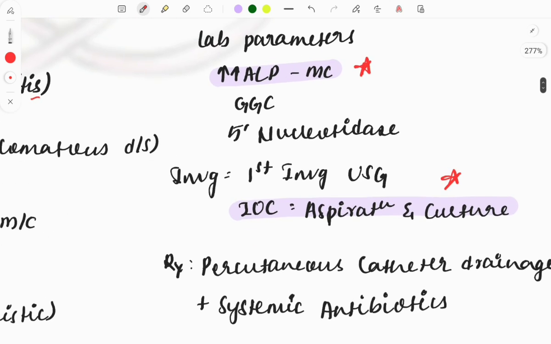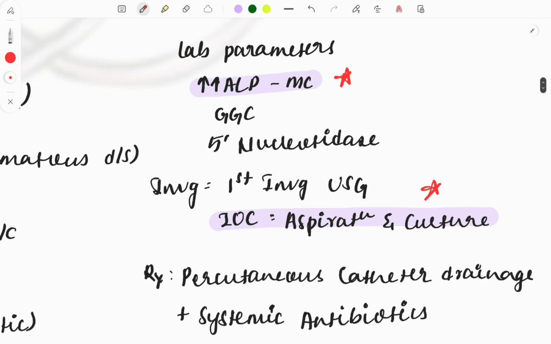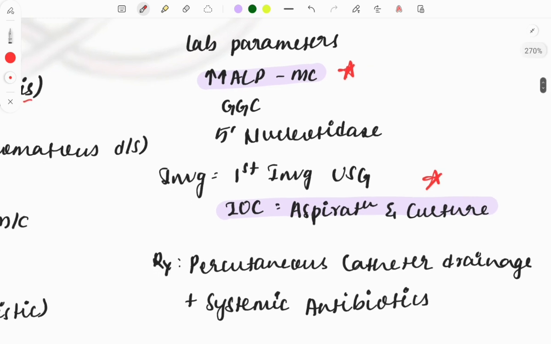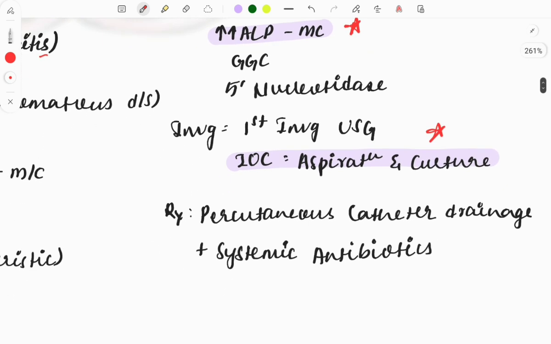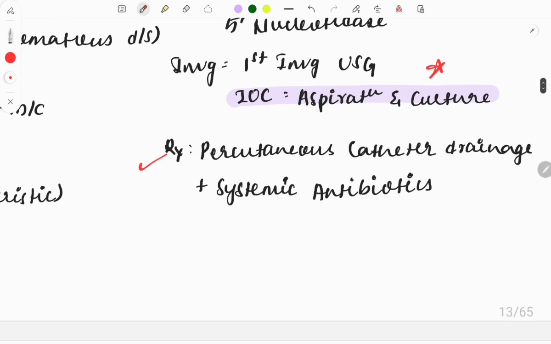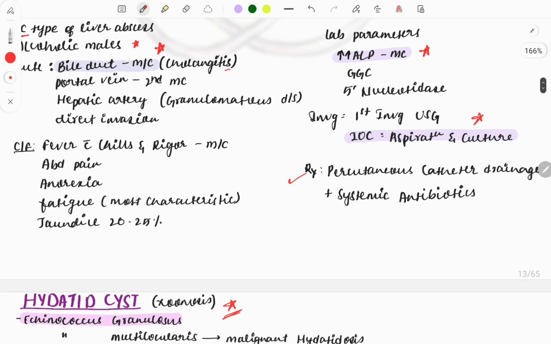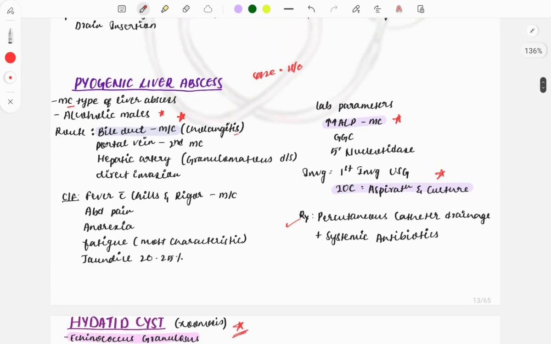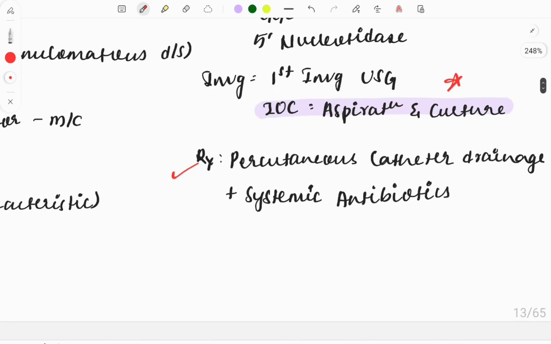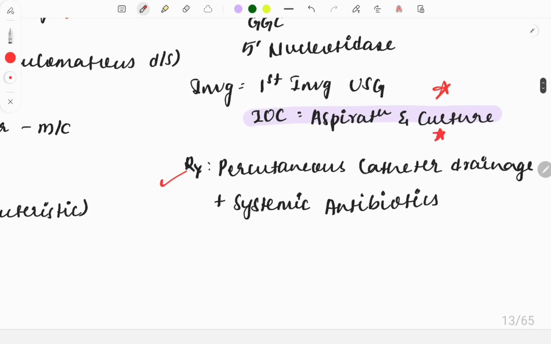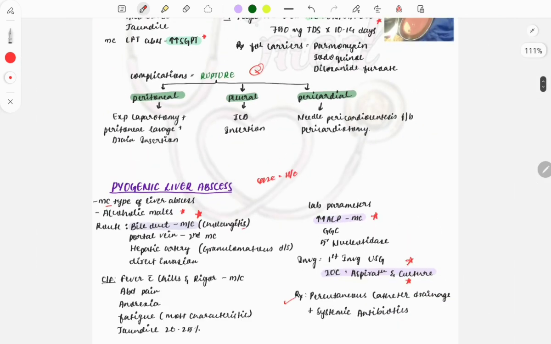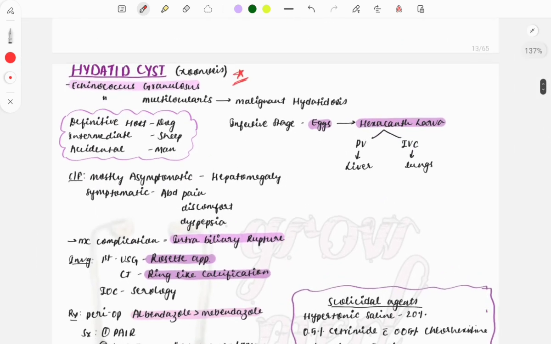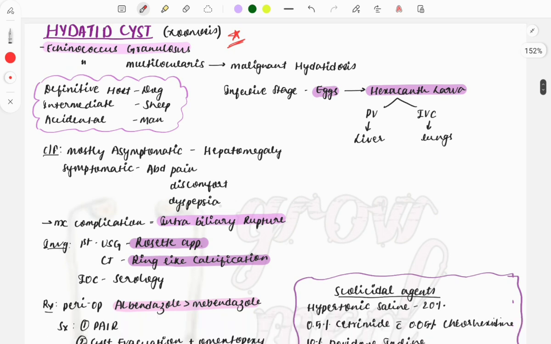Now among the lab parameters, increased ALP is the most common. Then this is just important. First investigation is USG, second is aspiration and culture, and the treatment is percutaneous catheter drainage and symptomatic antibiotics. So for the pyogenic, the thing which you must remember is first, the alcoholic males, whereas it is the most common type, and aspiration and culture is the investigation of choice, whereas for the amoebic one it was the serology.